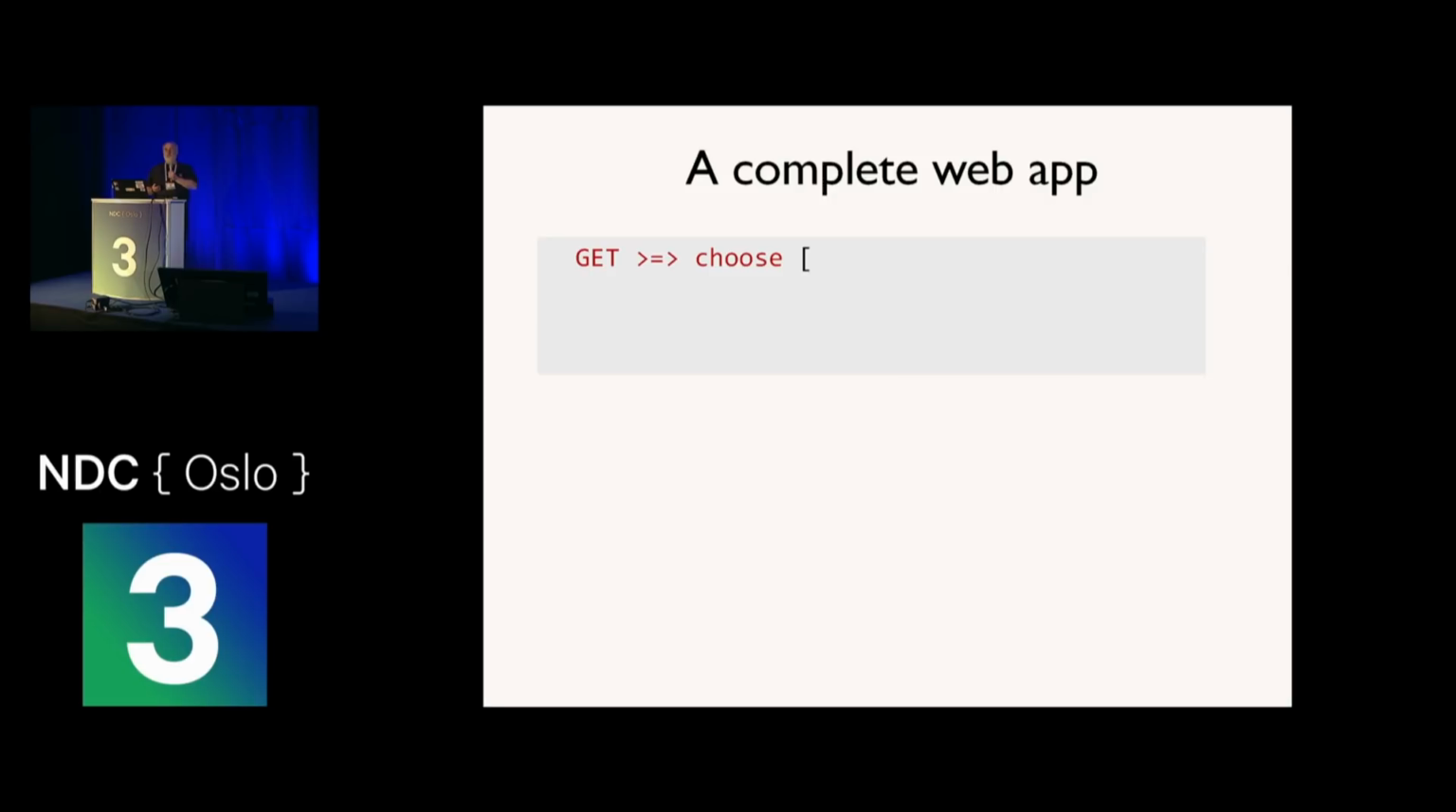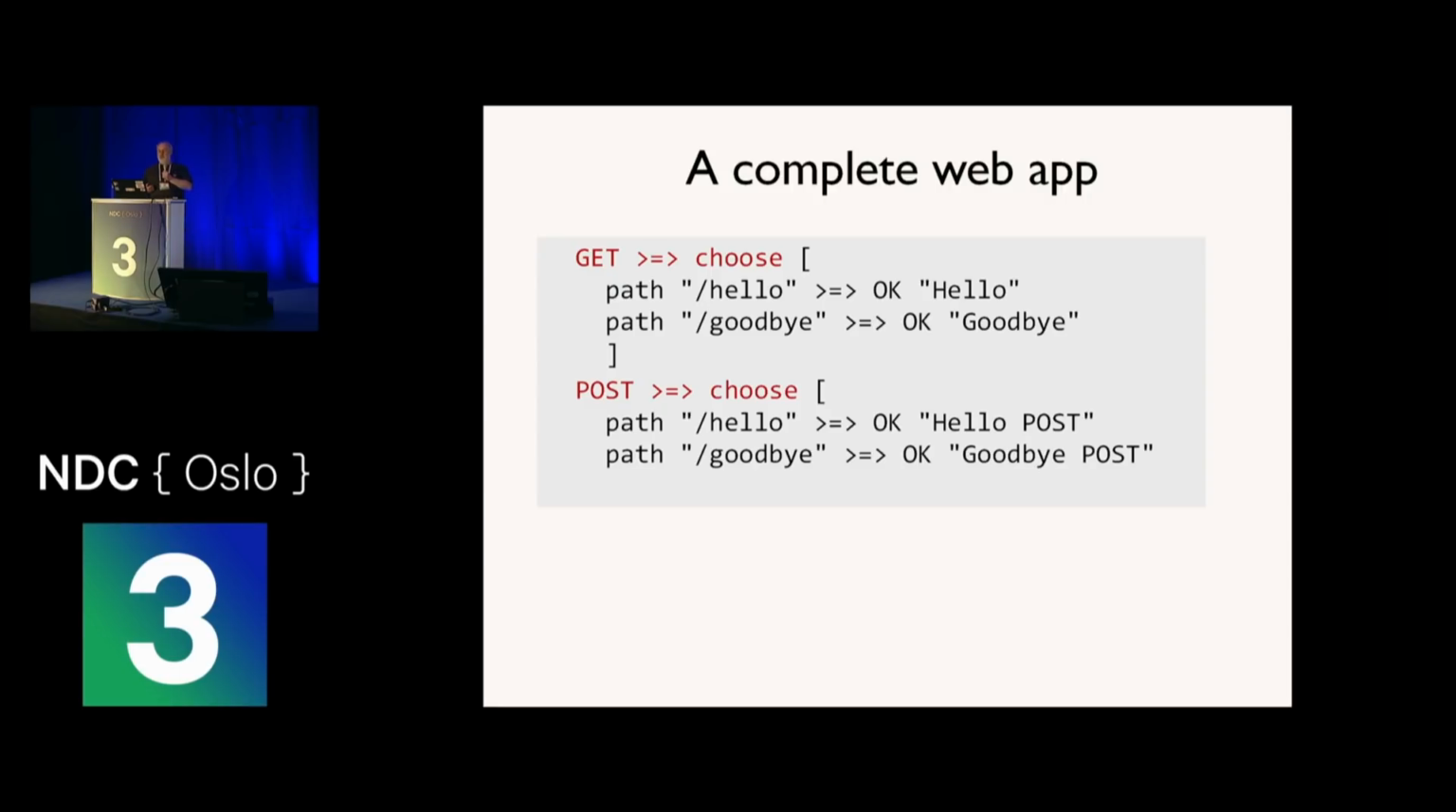And we can build up a complete web app the same way. So we say, if it's a get, choose between these paths. If it's a post, choose between these paths. Okay? And then we just assign that whole thing. We choose between the get and the post, and now we have a complete web app.